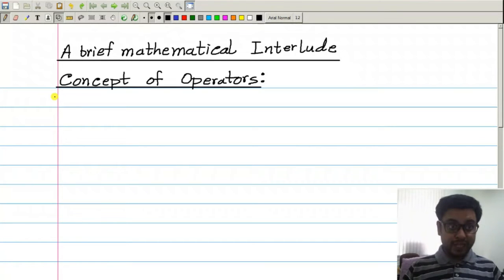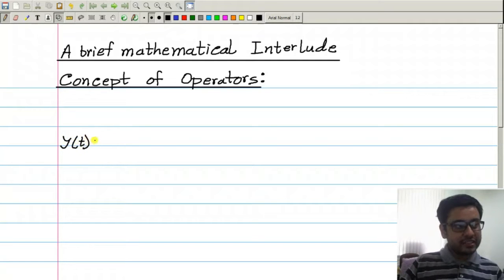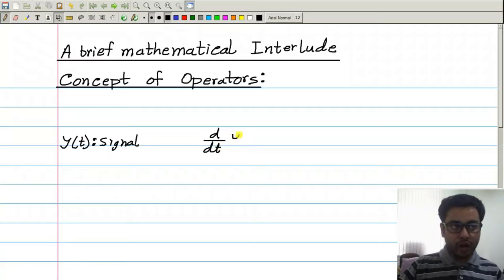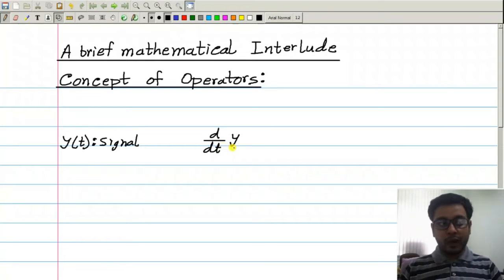Hello and welcome. Let us do some mathematics and learn the concept of operators. Suppose y of t is a signal or a function of time. Whenever we write d dt of y, we do not mean multiplication of y with d dt. Rather, the symbol d dt is the symbol of a differentiation operator.